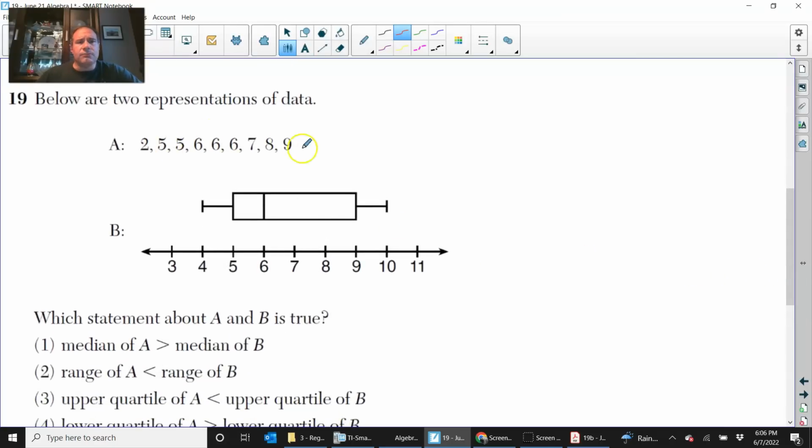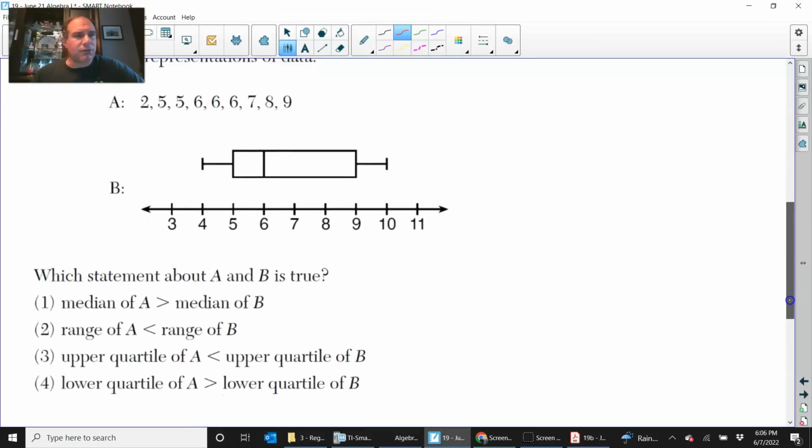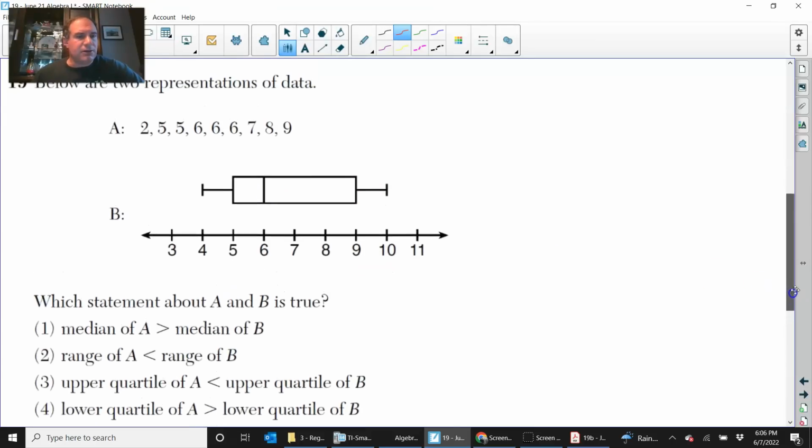Below are two representations of data. There's A, which has just a list of numbers, and there's B, which has a box plot. Right, so we are just going to go ahead and take a look at what they're asking here. Let's go ahead and identify the 5-number summary from this box plot.